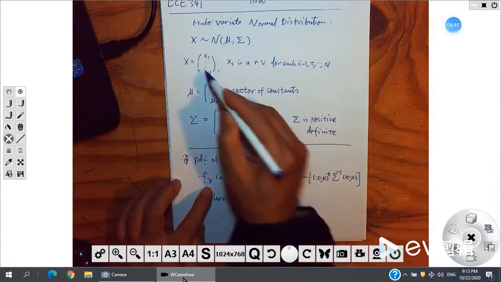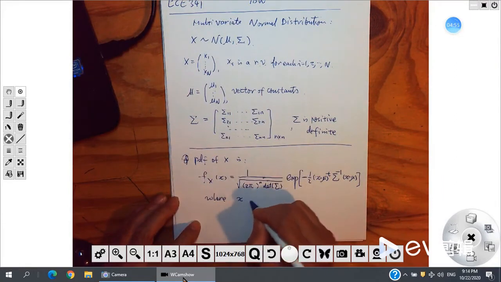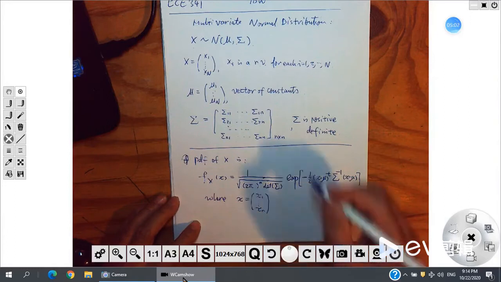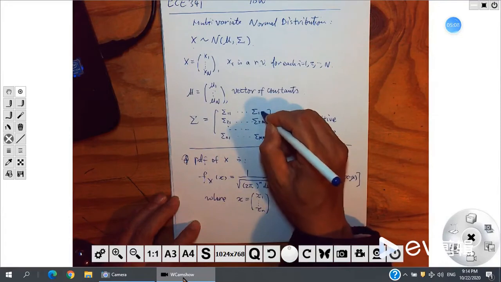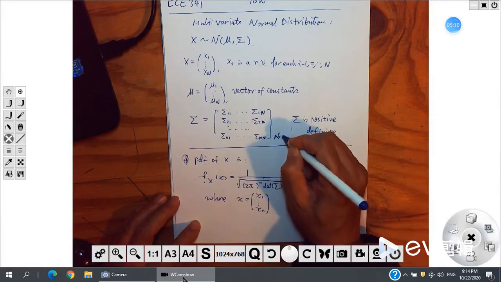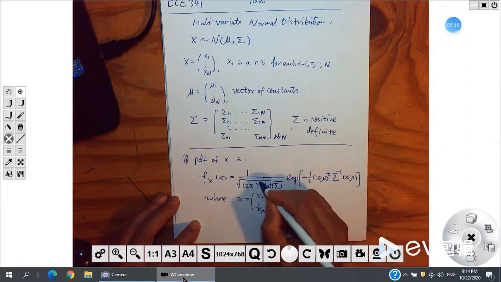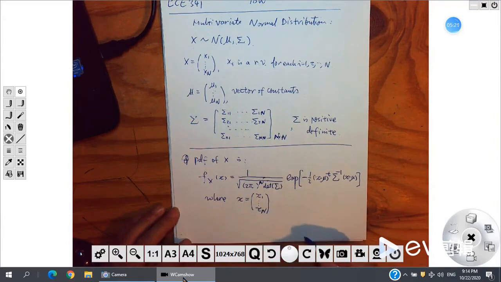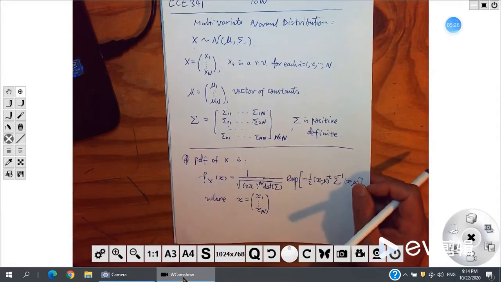Capital X we already have, right? Capital X is this one. This lowercase x is what? This lowercase x is x1 until xn. It's a capital N, that's a lowercase n, capital N. Okay, sorry. It's capital N. Okay, so X is this one. So this is the PDF. The definition just looks like this.